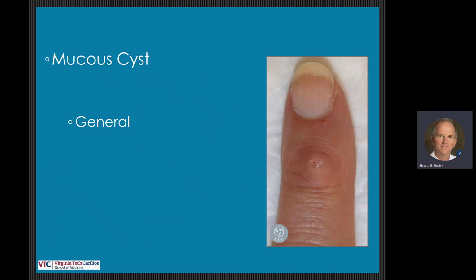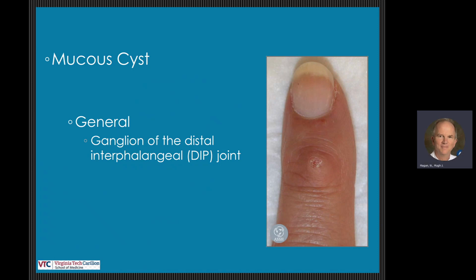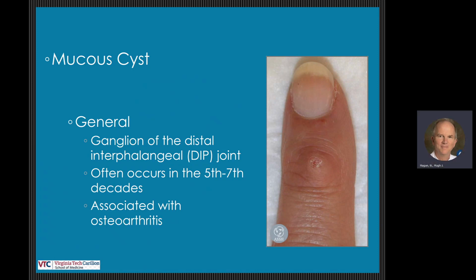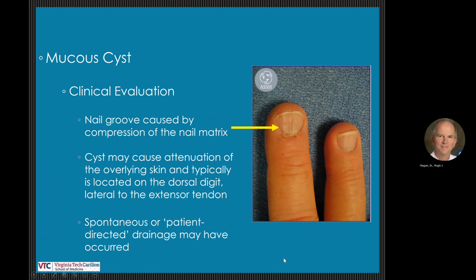Mucus cysts are ganglion cysts. They arise at the distal interphalangeal joint of the finger or the thumb. They typically occur in older patients, and they're often associated with osteoarthritis. There's often a nail groove that's caused by compression of the nail matrix by the cyst resting on the germinal matrix of the nail proximally. The cyst may cause attenuation of overlying skin. It's usually on the dorsum of the finger, and it's usually lateral to the extensor tendon.